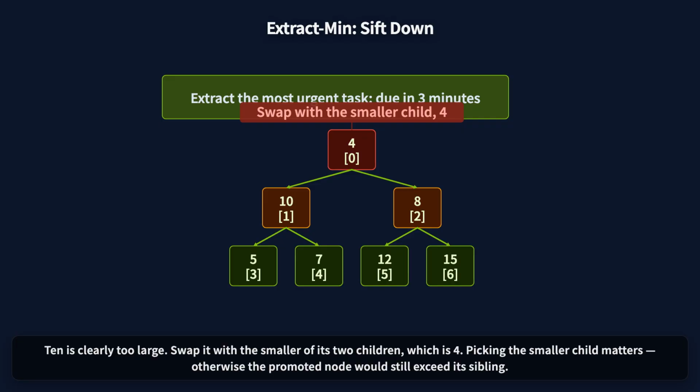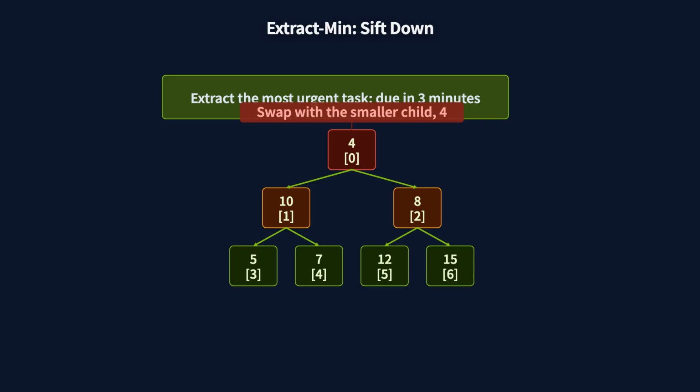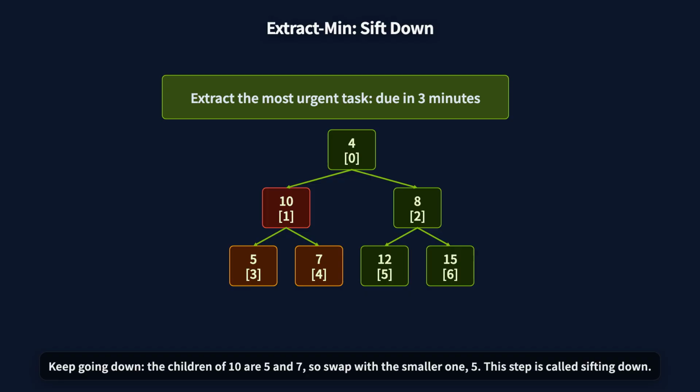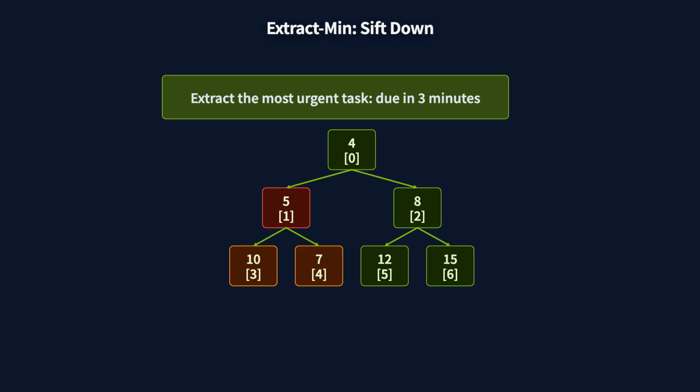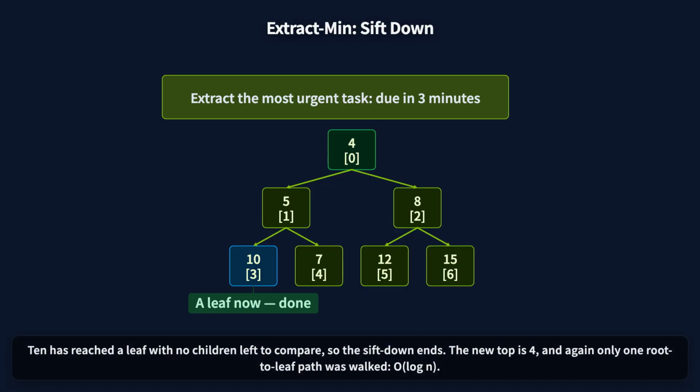Picking the smaller child matters, otherwise the promoted node would still exceed its sibling. Keep going down. The children of 10 are 5 and 7, so swap with the smaller one, 5. This step is called sifting down. 10 has reached a leaf with no children left to compare, so the sift down ends. The new top is 4, and again only one root to leaf path was walked, big O of log n.